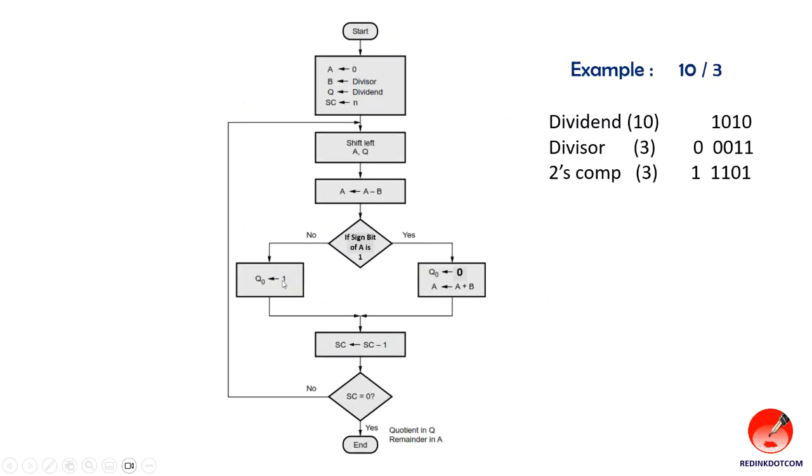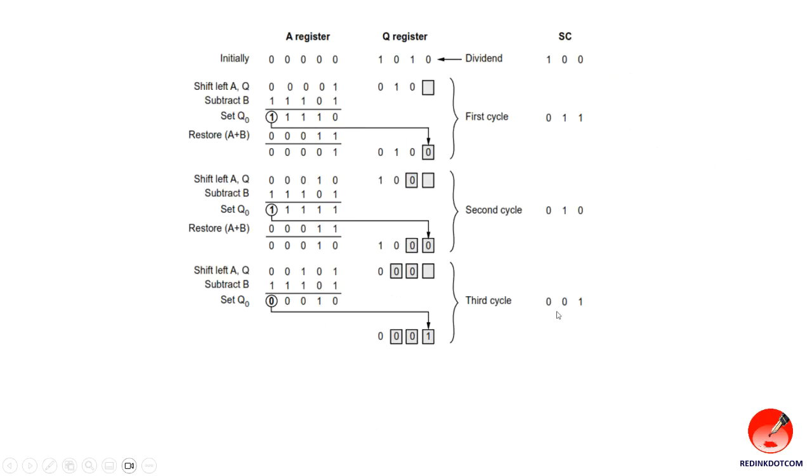You can check the algorithm. If your sign bit is 0, you set the Q naught as 1. You need not do the restore operation, and you go to the next iteration. So now the sequence counter value becomes 1 from 2. Now I want to do the shifting operation. This is the A register content, so I want to remove this 0. Then I write 0010 here.